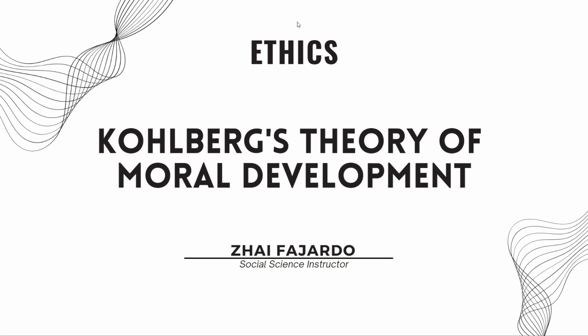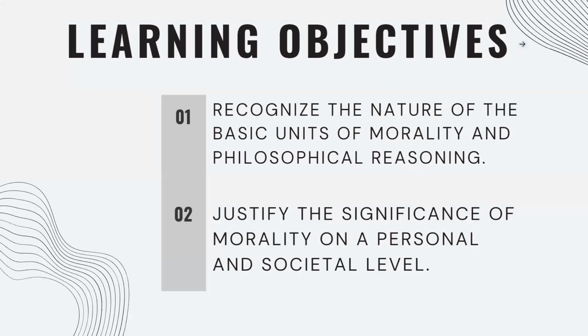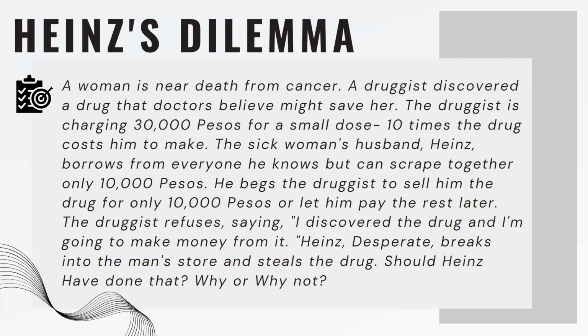So now let's go to the lesson. Our learning objectives: number one, to recognize the nature of the basic units of morality and philosophical reasoning. Number two, to justify the significance of morality on a personal and societal level. So, meron tayong dilemma dito. Okay, what we call the Heinz dilemma.